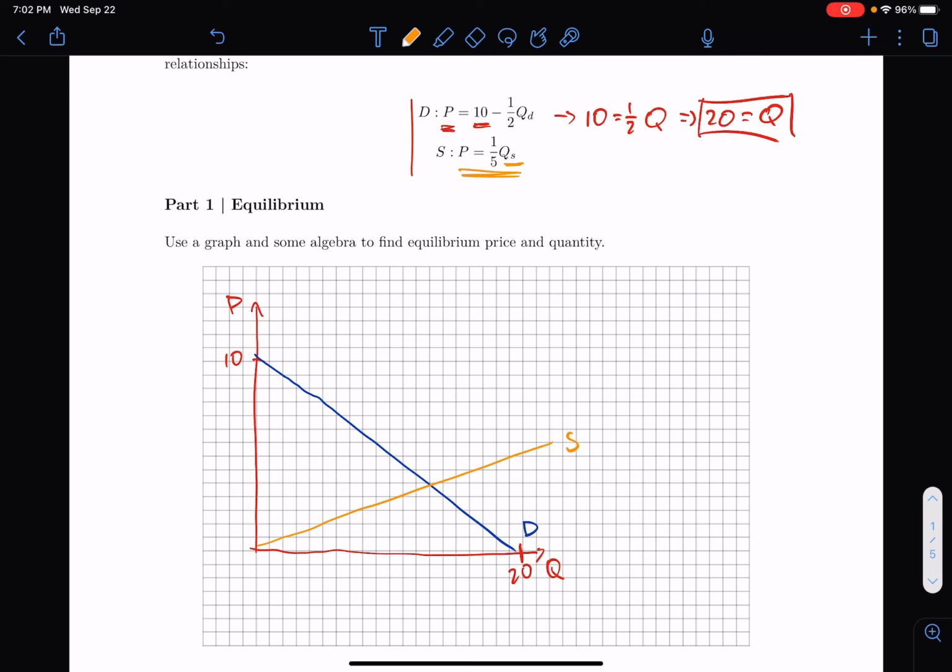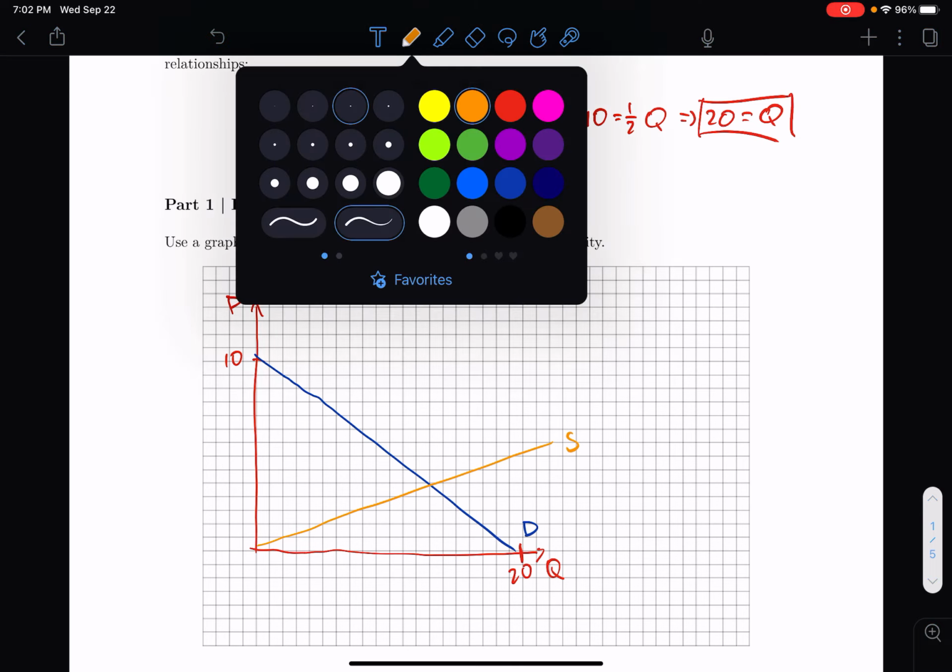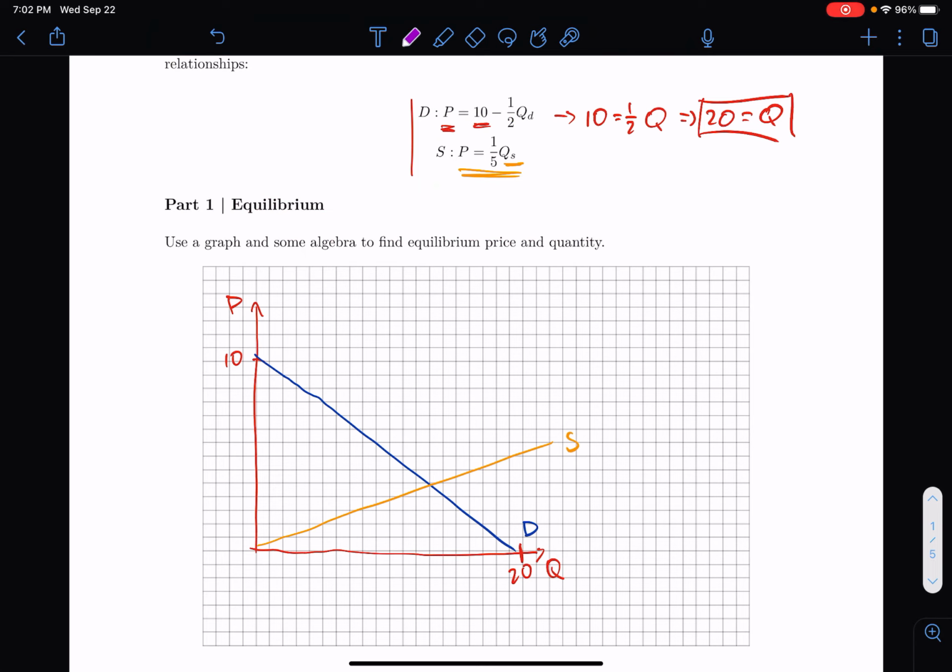And it doesn't have to be perfect. All we're trying to do is get a sense of what this market structure looks like. We don't have to stress too much about the actual shapes. So the goal here, we want to find equilibrium price and quantity. So to do that, we want to find P star and Q star.